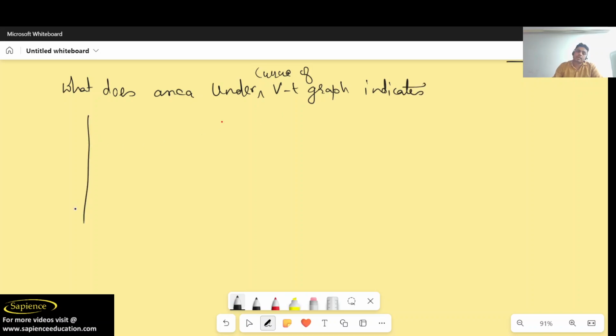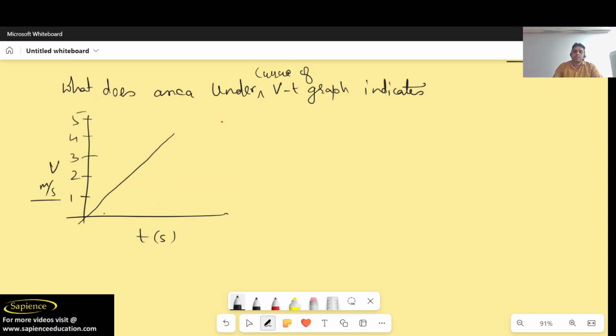So let us consider a velocity time graph. This is your velocity and this is your time, and there is a curve like this. Velocity you can write as 1 meter per second, 2 meter per second, 3, 4, 5 meter per second, so its unit is meter per second, and the time unit is second. This may be 1 second, 2 seconds, 3, 4, 5, 6 seconds, and so on. Now I want to find the area under the curve.